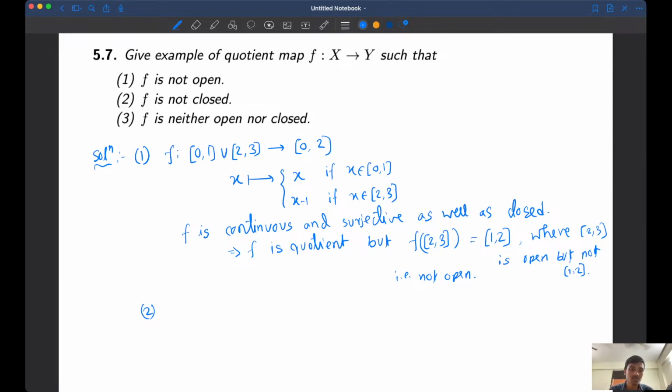So I'm saying this is actually the projection. Let's say R cross R to R gives you a counterexample. So this is not closed, but quotient. So can you give me some closed set? There are many of them.